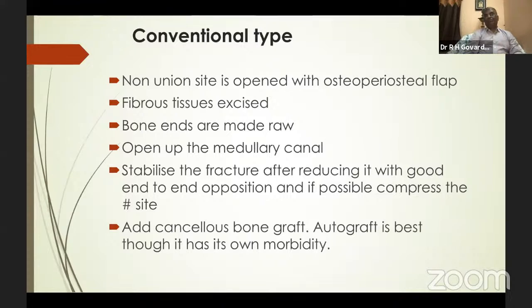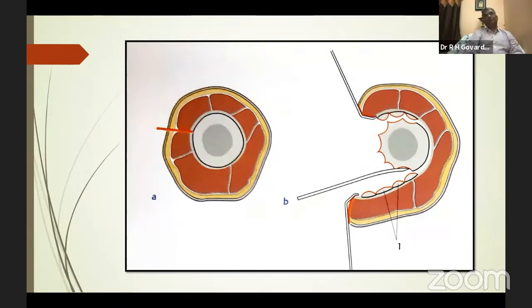Bone ends are made raw, and then open up the medullary canal, stabilize the fracture after reducing it with good end-to-end opposition. If possible, compress the fracture site and add cancellous bone graft. Best bone graft is the autograft which you harvest from the person. We all are aware that the bone graft harvesting has got its own problem, but even then, that is the best one because it is osteoconductive, osteoinductive, and it works like a scaffold on which the bone will form.